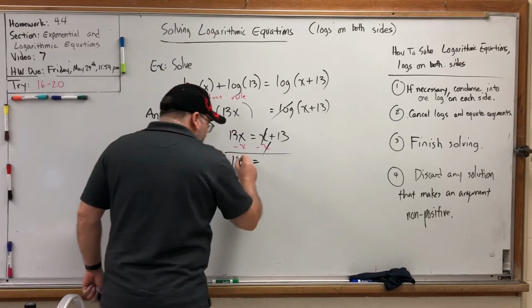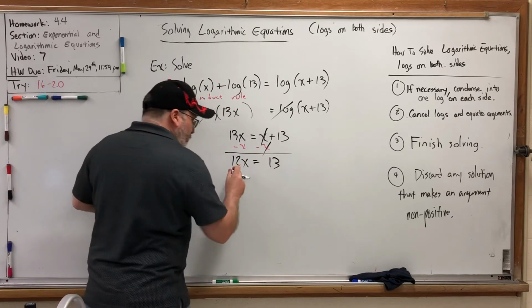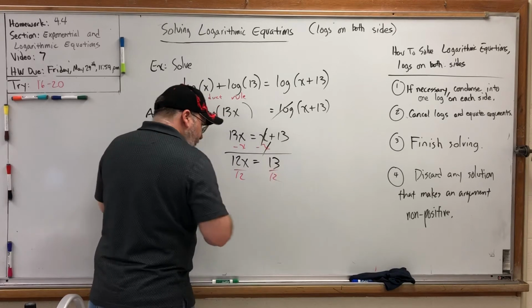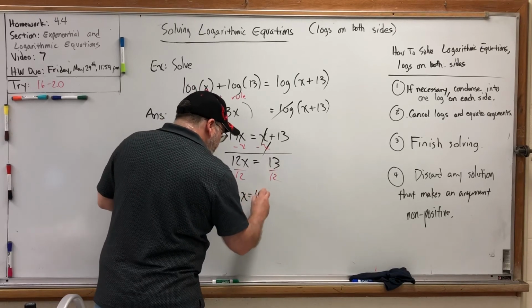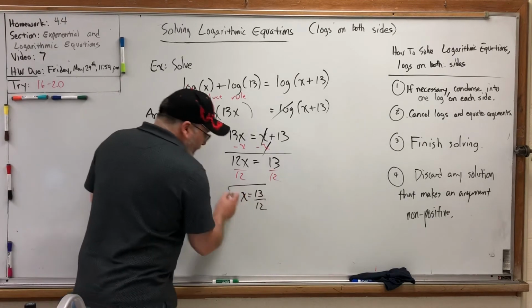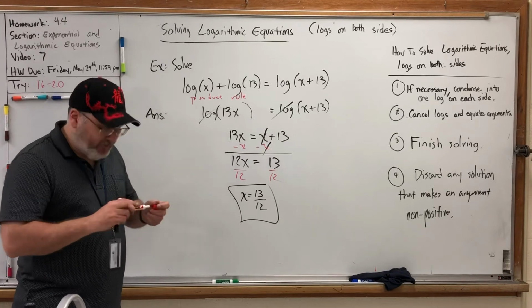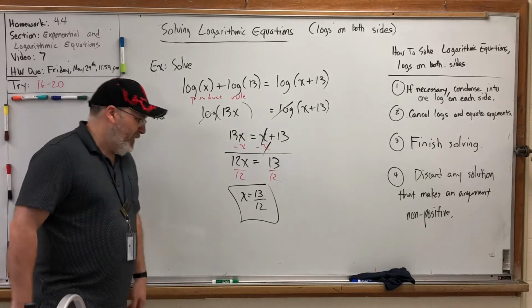13x minus x is 12x. 13 comes down, finish solving by dividing by 12, and you get x equals 13/12. But before we christen it a solution, we need to inspect it to make sure that it doesn't cause any argument to become non-positive. This is an easy inspection.